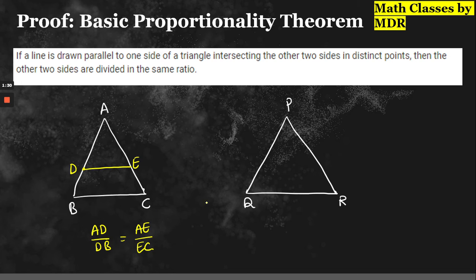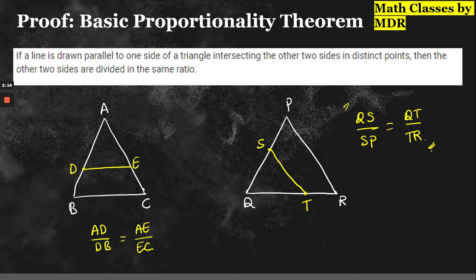Right? Let me take a similar triangle here, P, Q, R. Let us say you draw a line parallel to PR. When you draw a line parallel to PR, this line intersects the other two sides PQ and QR at some points, let us say S and T. Now from the theorem, this line divides PQ and QR in the same ratio. So QS by SP is equal to QT by TR. Right? So this is what the basic proportionality theorem is.